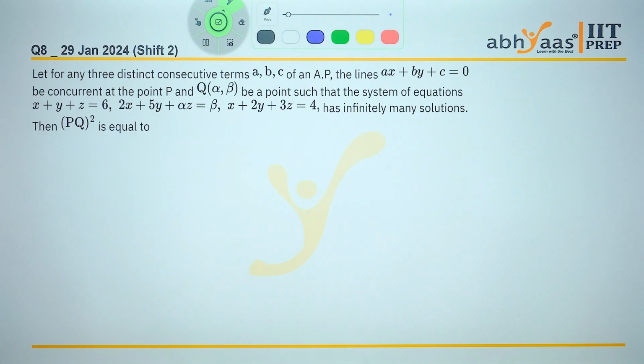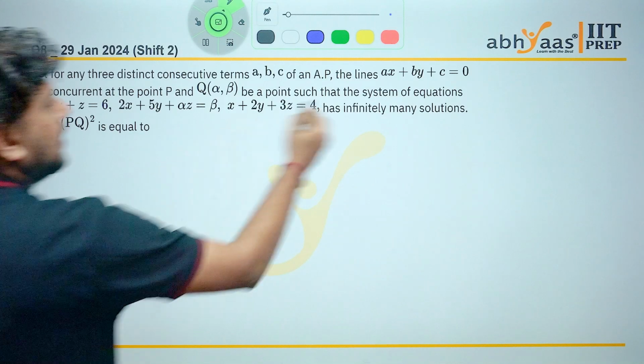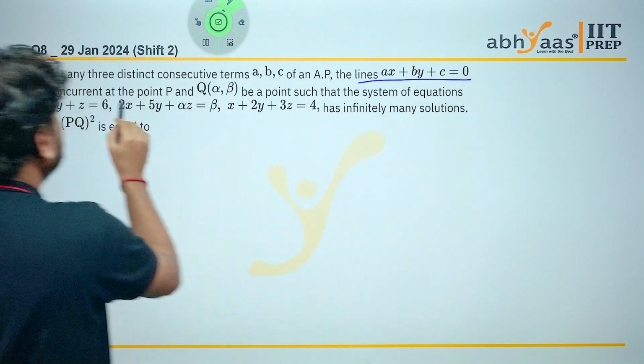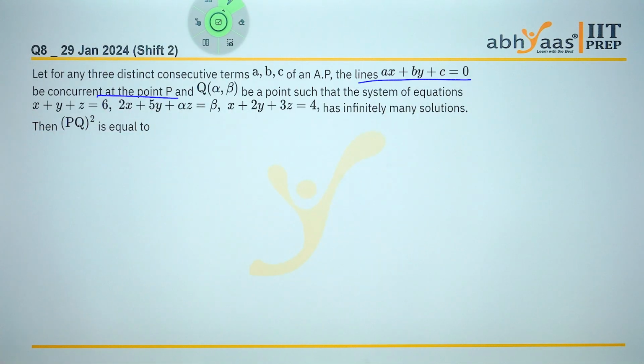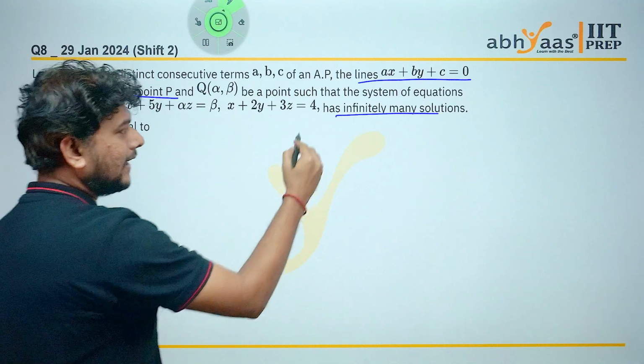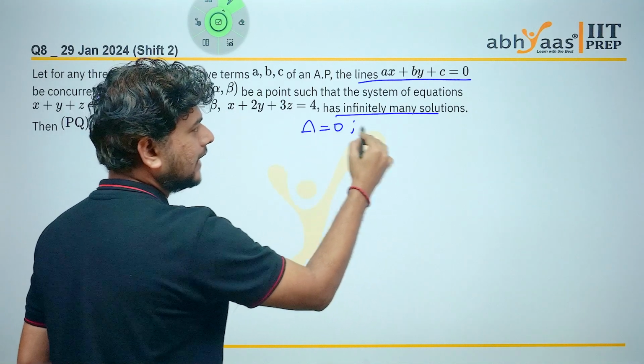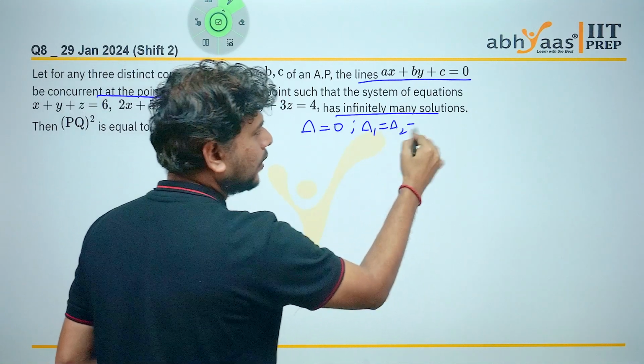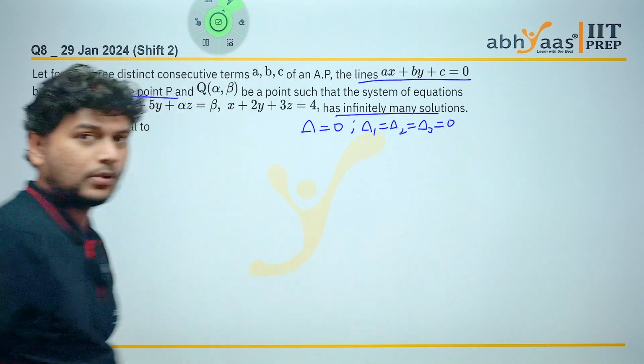Let for any 3 distinct consecutive terms a, b, c of an AP, the lines ax plus by plus c equal to 0 be concurrent at point P. Given lines at point P and Q(alpha, beta) be a point such that the system of equations has infinitely many solutions. So to have infinitely many solutions, we need delta, the determinant, equal to 0 and one of delta 1, delta 2 and delta 3 should be 0.